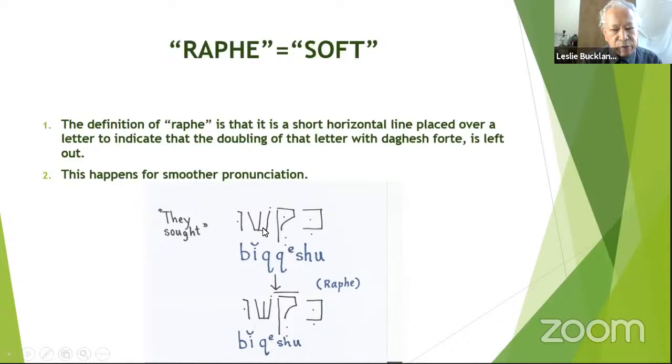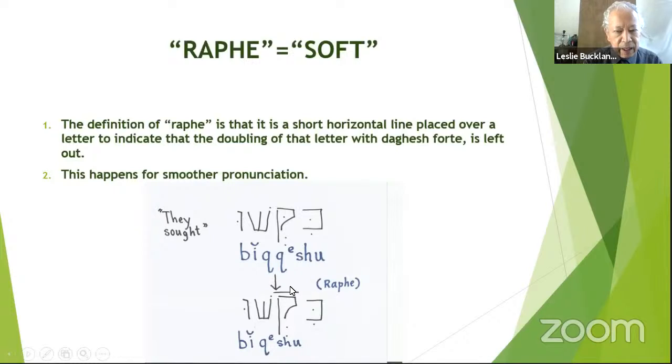And you have shin. And then the last one is a vowel, a long vowel, shurek. So this is bikkeshu, bikkeshu, bikkeshu, and it means they sought.